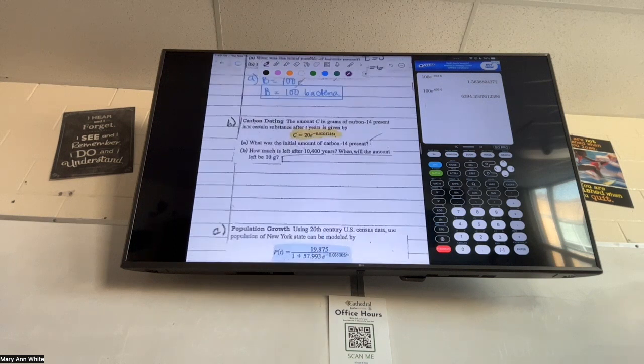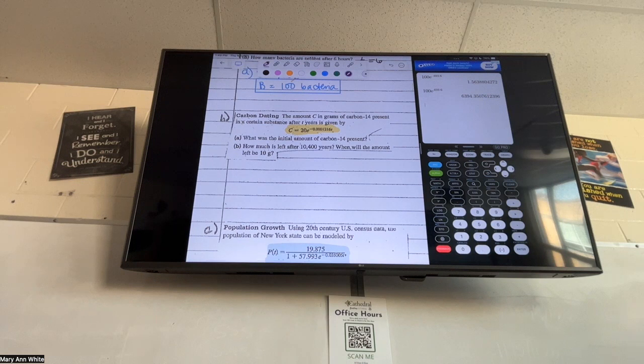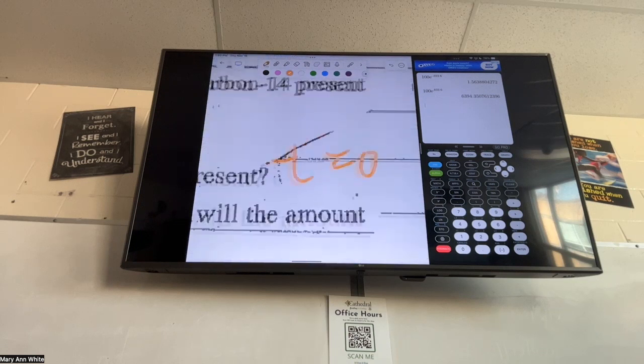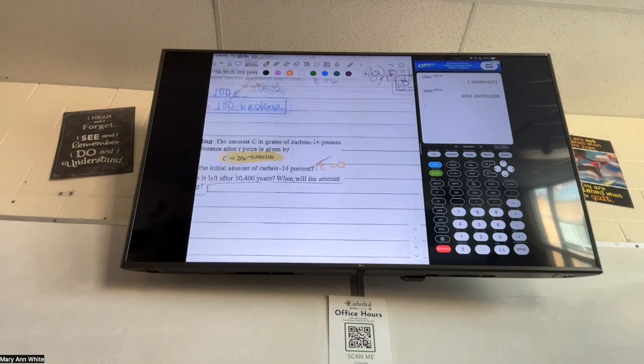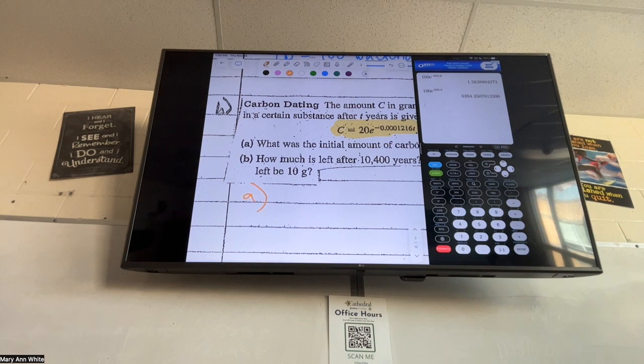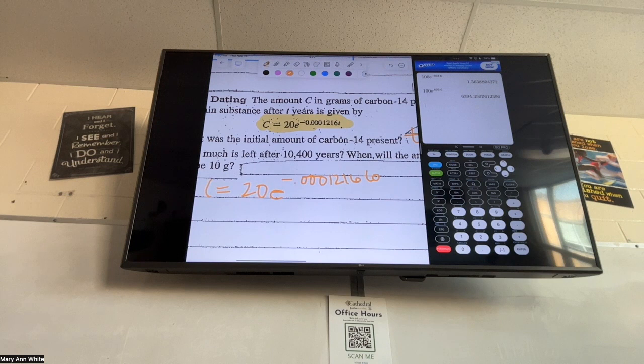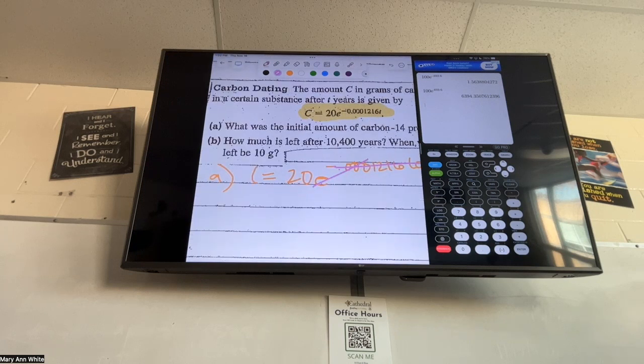Same idea for the next one. This one says the amount C in grams of carbon-14 present in a certain substance after T years is given by that yellow formula. What is the initial amount of carbon-14 present? What do I do? Plug in 0 for T. So 20 times E raised to the negative 0.0001216 times 0. I'm going to argue again, no calculator is needed because anything times 0 is 0, and then E to the 0 is just 1. So we're left with 20. C equals 20 grams.